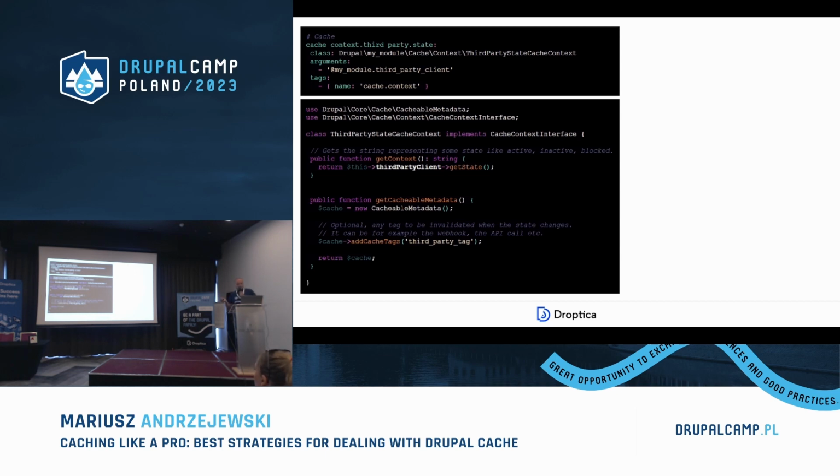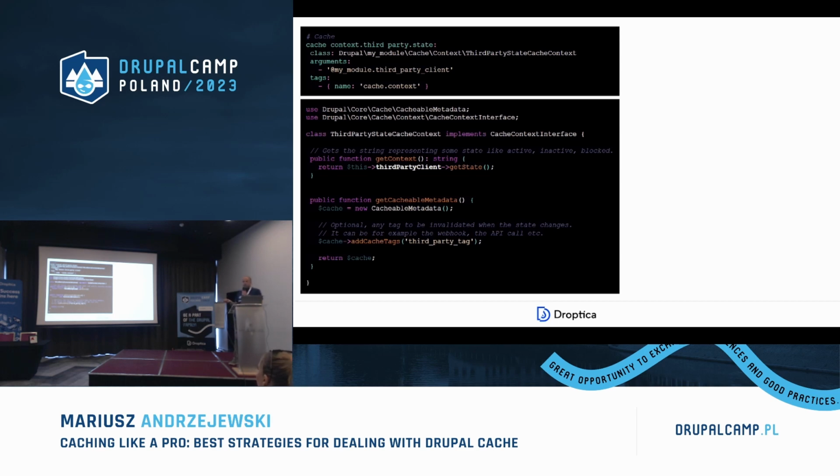the return of that method will be used to generate that dynamically generated tag that I showed you at the beginning of this presentation. And of course, we can also add some dependencies if we need.